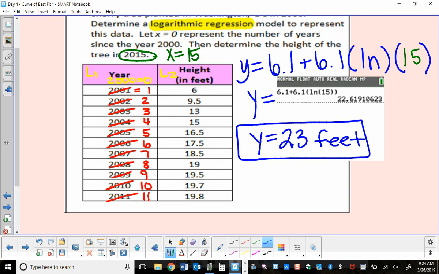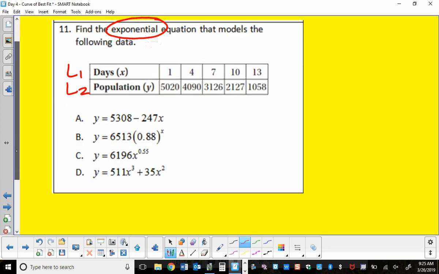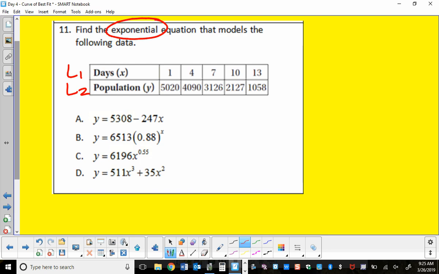All right, I have one more problem to show you, number 11. On number 11, it says, find the exponential equation that models the following data. So this would be L1, and this would be L2. This is back to what we talked about, reading the directions and then reading all your answer choices. I know I need an exponential function, right? So let's go through and name which ones are exponential and which one are the others.